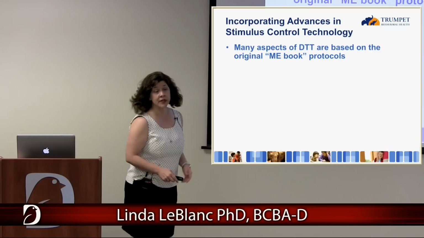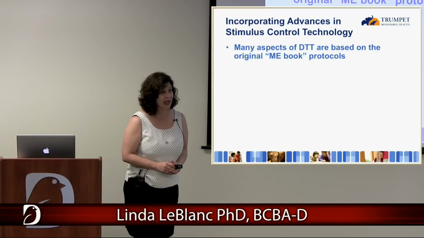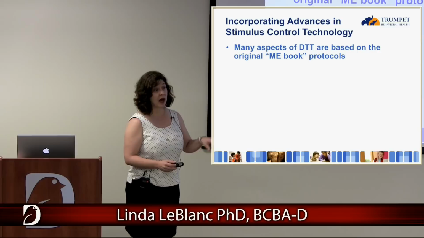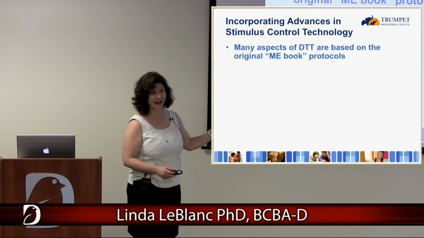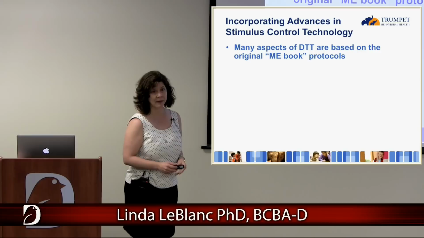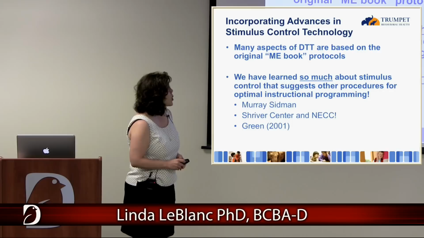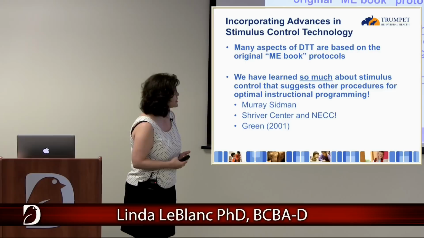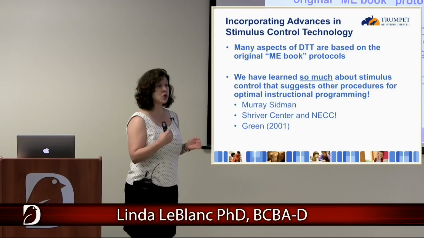That original book was published in the early 1970s. I think it was a 72 or 73 publication. There is an updated manual published in 2003, but the discrimination training and particularly the receptive language programming is virtually identical to the programming that was in that 1972 book. We have learned so much about stimulus control since then. A phenomenal amount of research has been done in the area of stimulus control and stimulus equivalence.